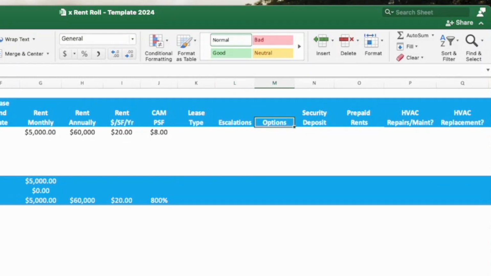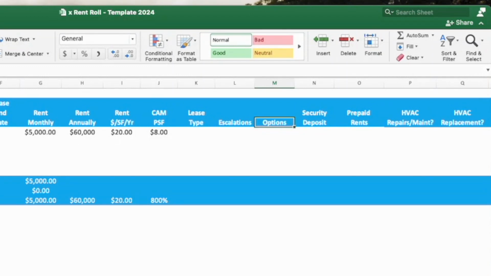With options, earlier when I was talking about when the lease ends, let's say someone signed in 2020 and their lease ends in 2025. If they have a 5-year option, that means that in 2025, the tenant, Chipotle, I guess I want Mexican for lunch, by the way, which is why I keep using them as an example.